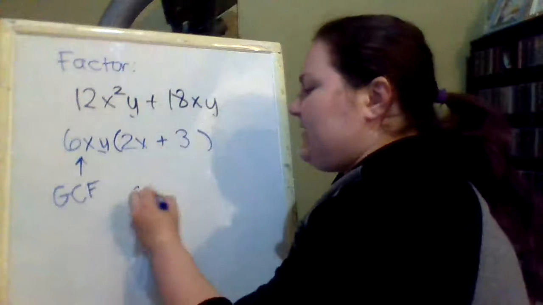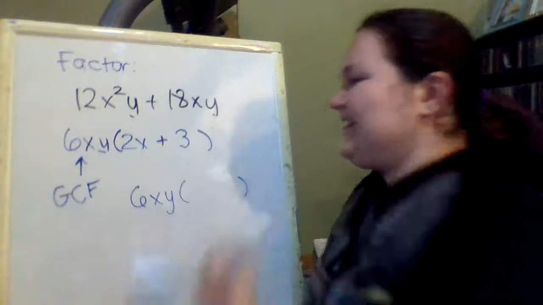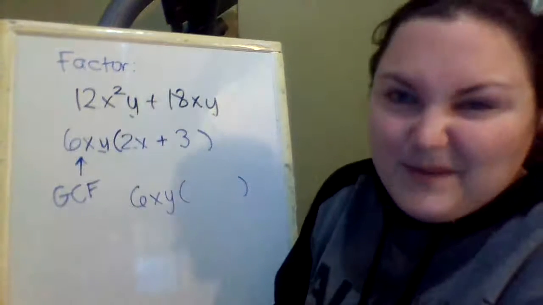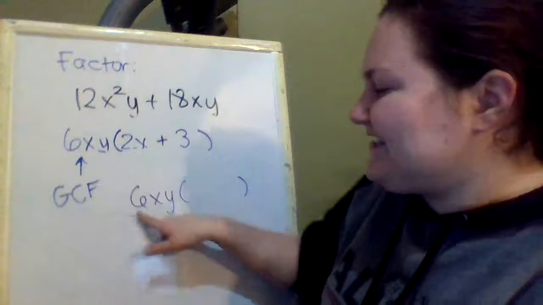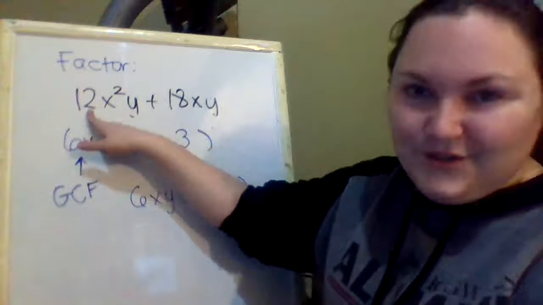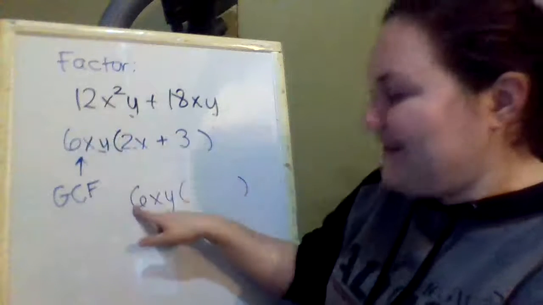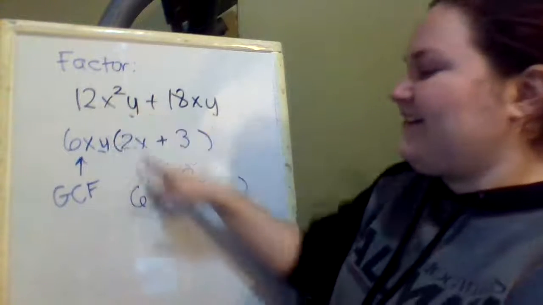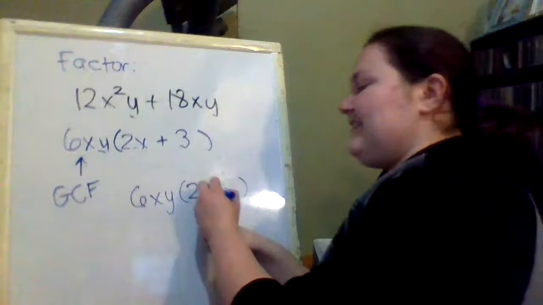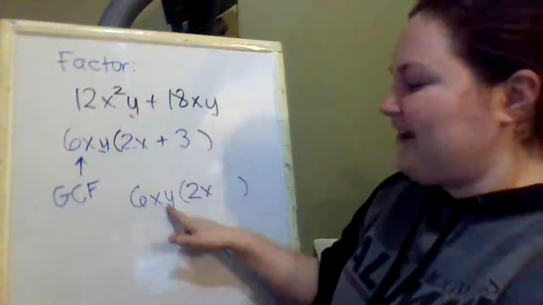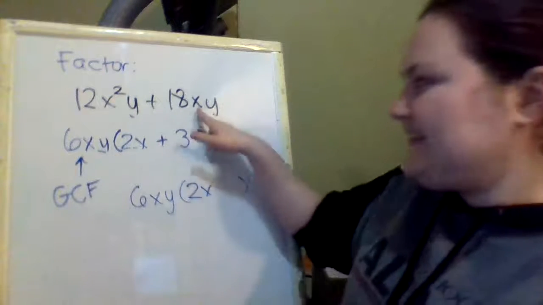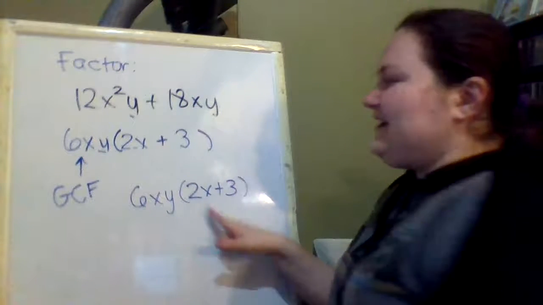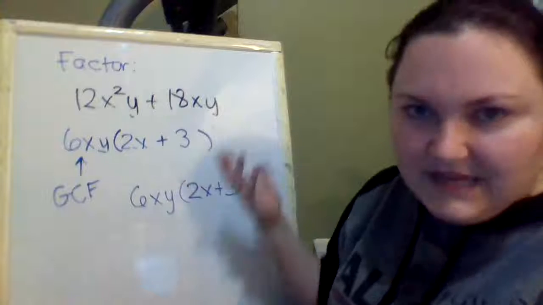A different way you can do it is instead of saying 6 times what equals 12, that's just a different way of describing division. So instead of saying 6 times what gives me 12, you could always say 12 divided by 6 gives me 2. x squared divided by x gives me x. And then y divided by y cancels them out. And then same thing here. 18 divided by 6 gives me 3. And then the xy divided by the xy would cancel out.